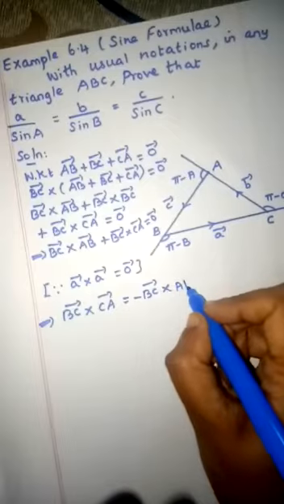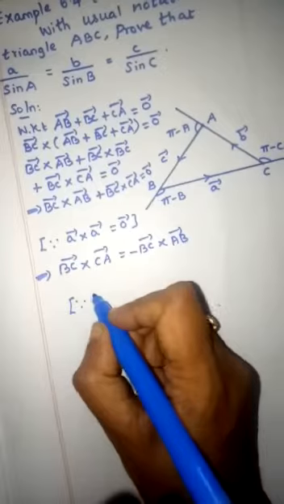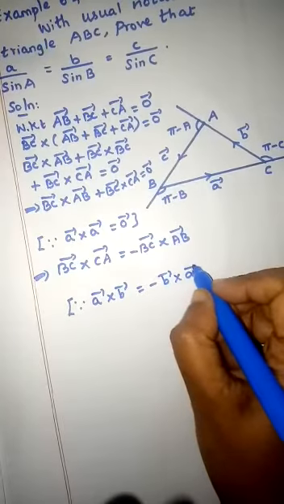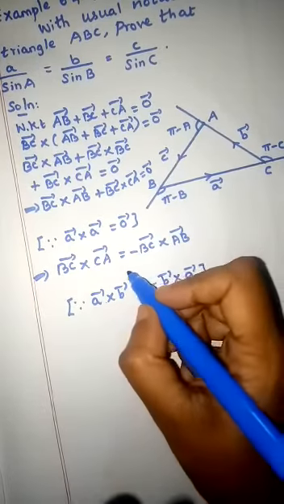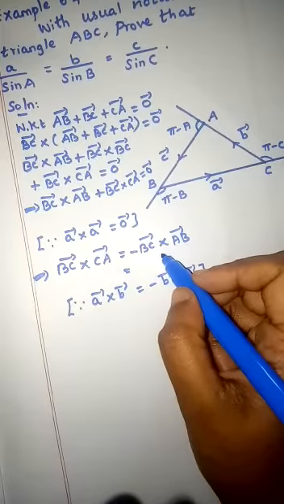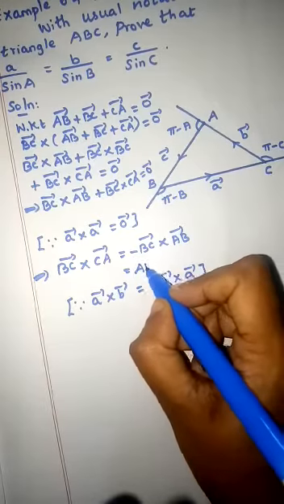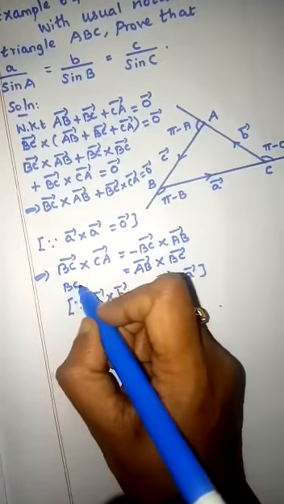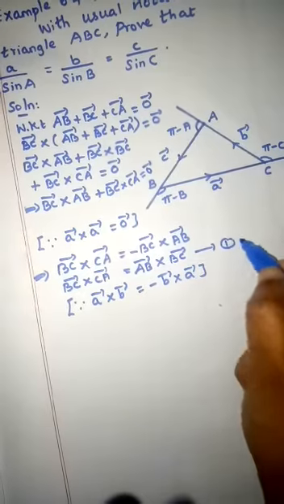BC vector cross AB vector. We know that a vector cross b vector is equal to minus b vector cross a vector. That is, when we change the order, there will be a minus sign. So here I am going to interchange both the terms. This I will write first and this one second. So one minus sign will come. Minus into this minus, it will become plus. So I can write it as AB vector cross BC vector. Here we have BC vector cross CA vector. So mark it as equation 1.